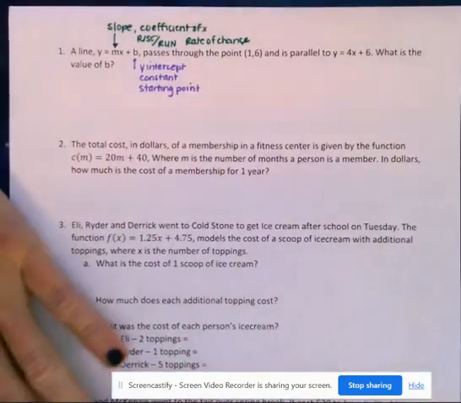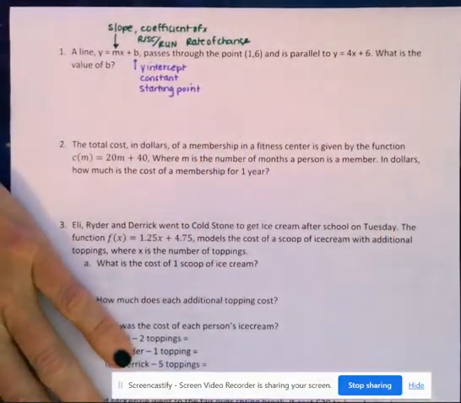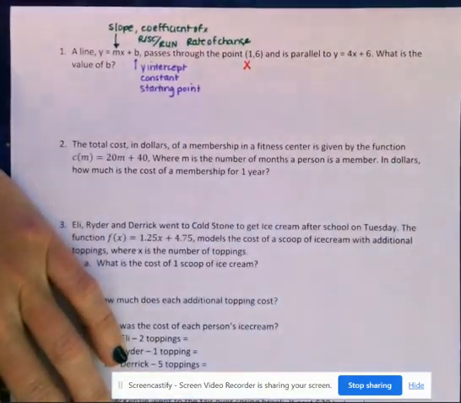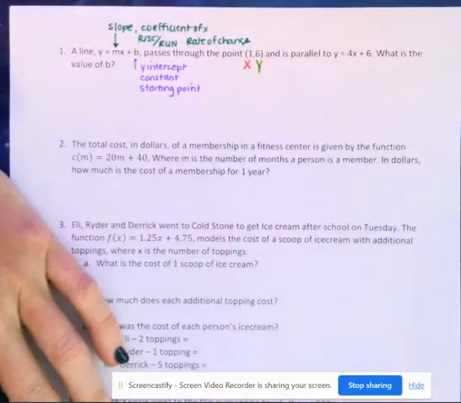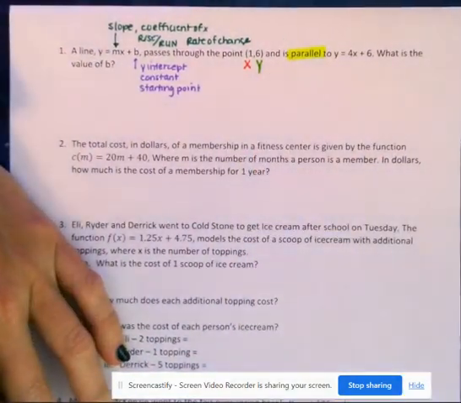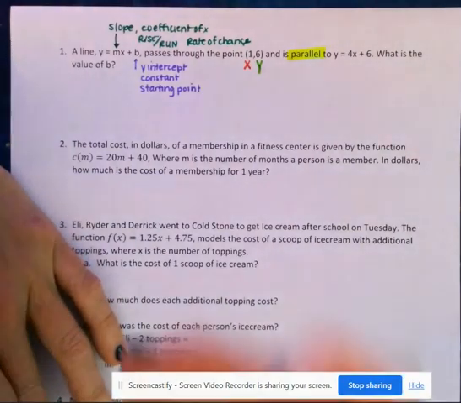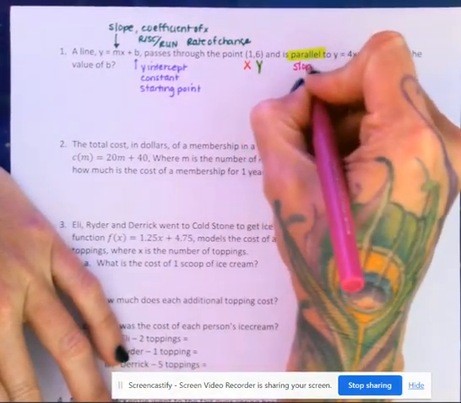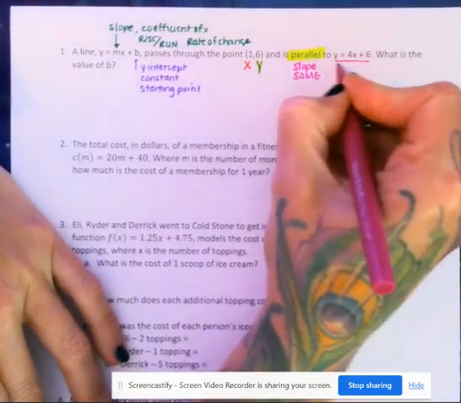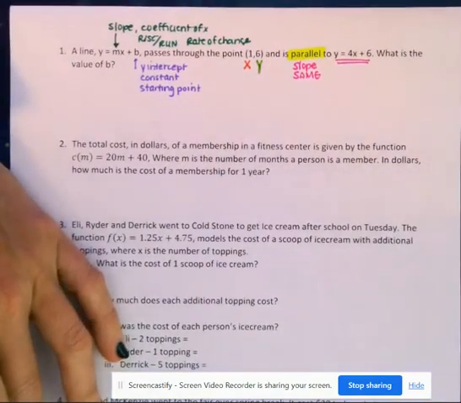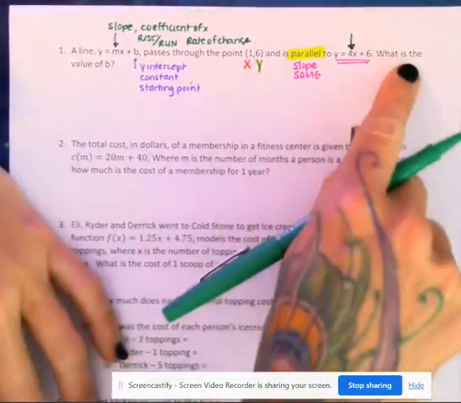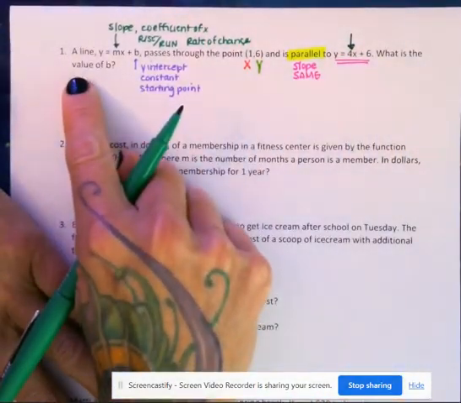All right, so this time it's going to pass through a point (1, 6). I'm going to go ahead and label 1 as x and 6 as y. Then we see the word parallel, which we know is very important because parallel means we know something about the slope of this new line. And parallel, so that means we know slope is the same. And this is in slope-intercept form, so that's beautiful. So we can identify our b value. And our b value is 4 because that's our m. What is the value of b?